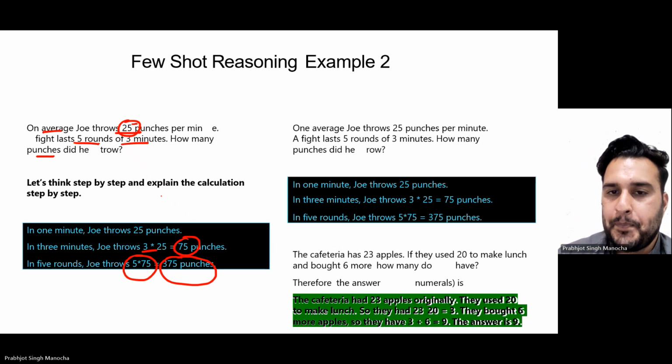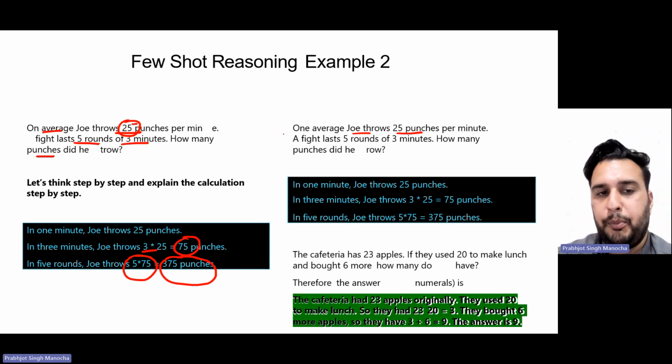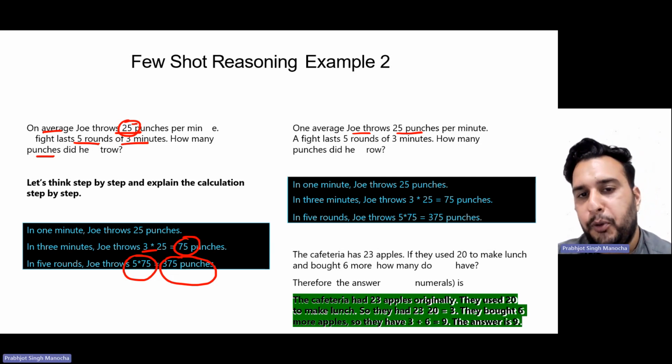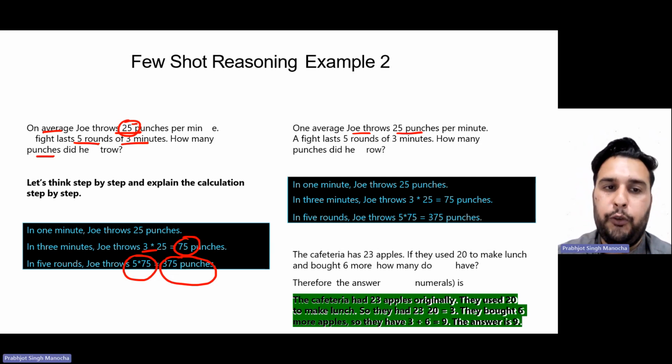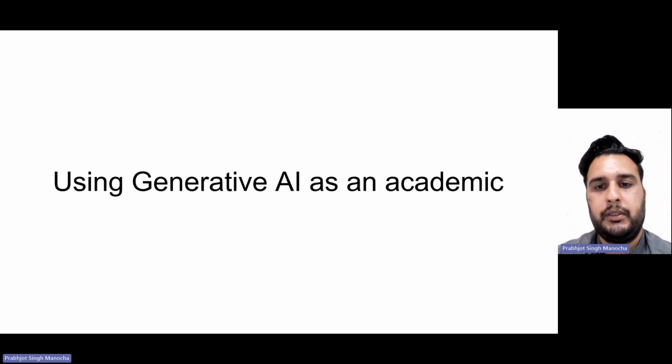Okay. Similarly, on average, if Joe throws 25 punches per minute, right? So, the same example. So it becomes very, very important for us to give these prompts specifically about what we want to calculate. And yes, we can expect a few mistakes from the model. Again, it depends upon their mistakes, right?